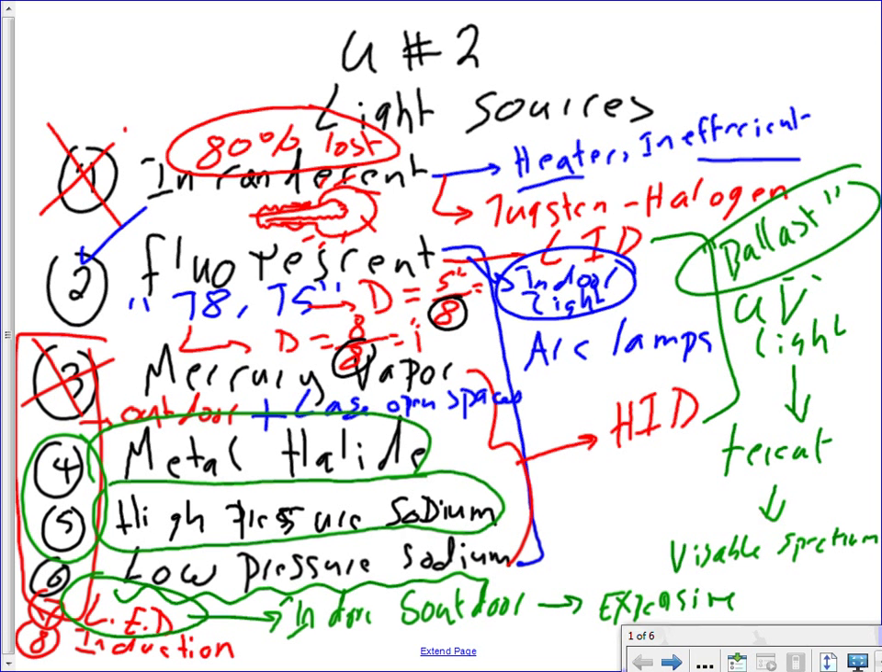Does that make sense? All the types of lights? Does that make sense? Any comments? Any questions?